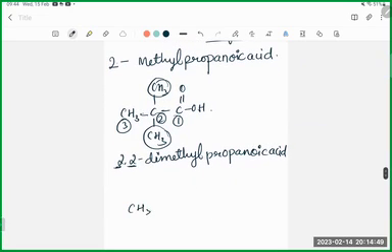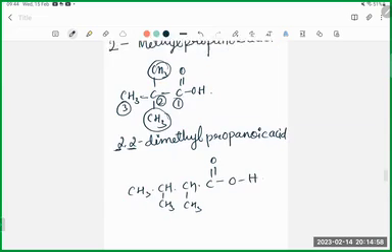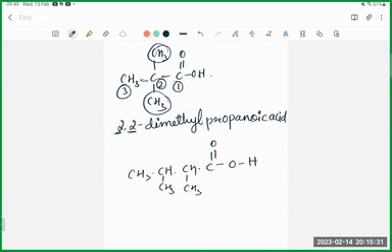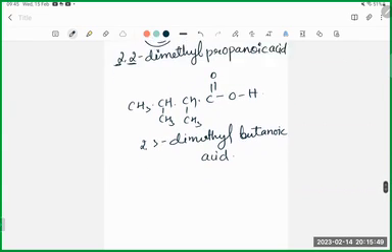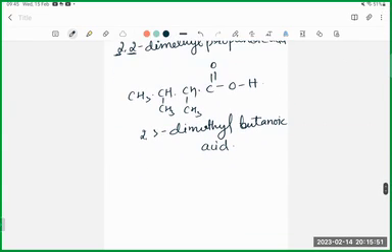Do this, Hridaya. Two, 3. Very good. 2,3 dimethyl. Very nice. Butanoic acid. Super. Good. So you have learned how to write the IUPAC name for the carboxylic acid.